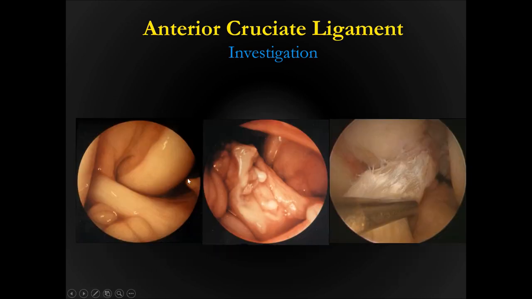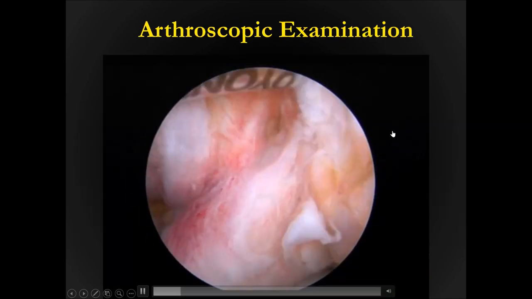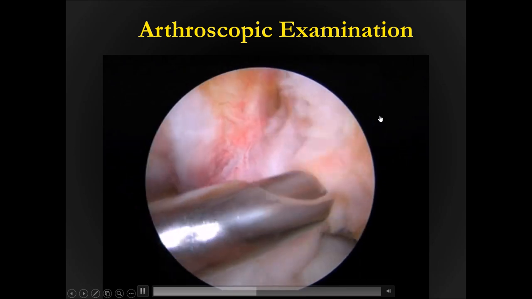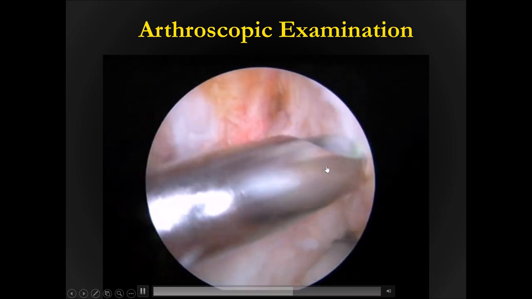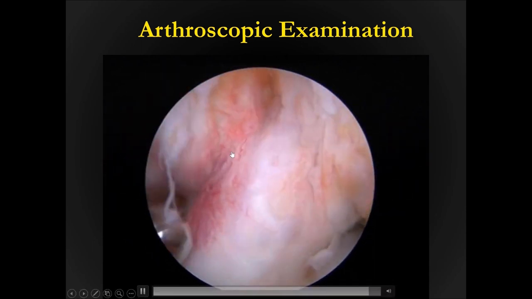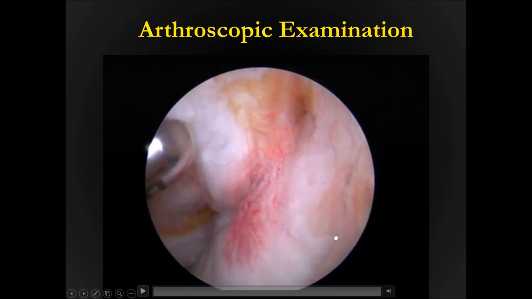ACL can be partially torn or completely torn. I will show you one video. So this is a normal ACL. The size of the ACL is about your little finger, thick and big like this. You see, this is the ACL, and this is the PCL, which crosses the ACL in a cruciate shape.